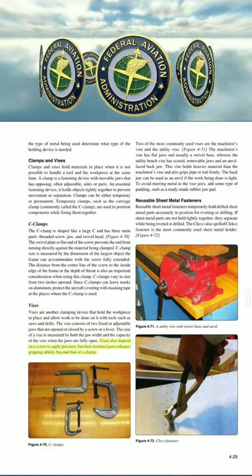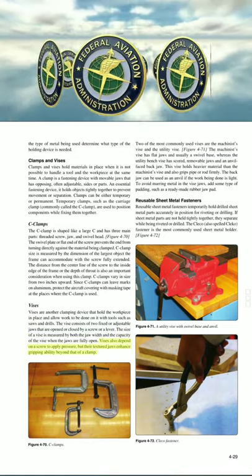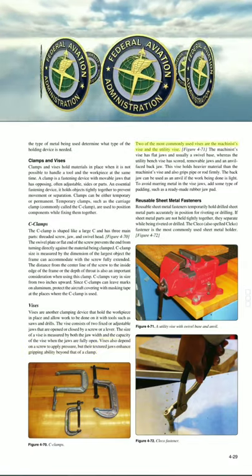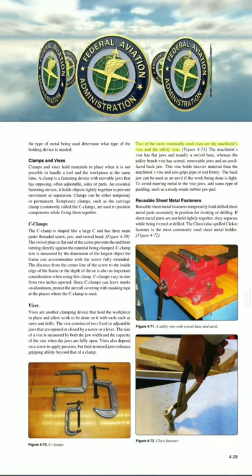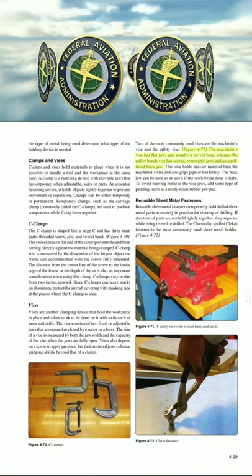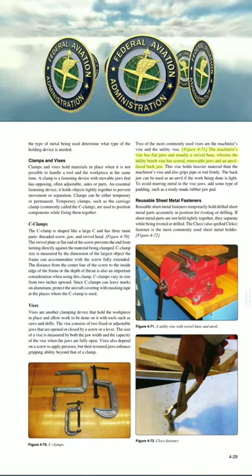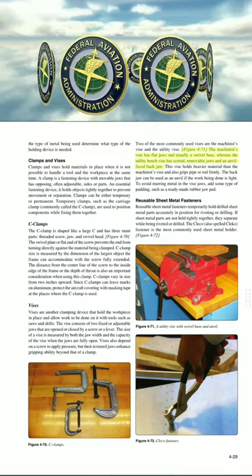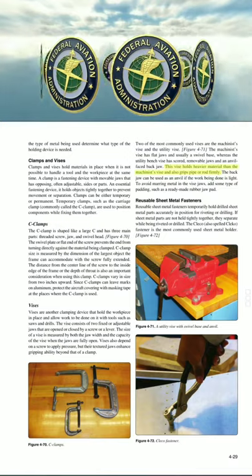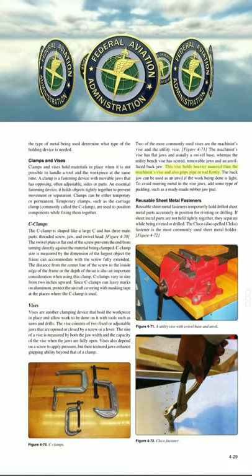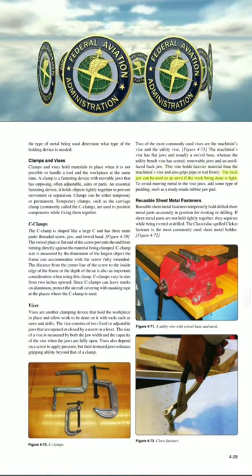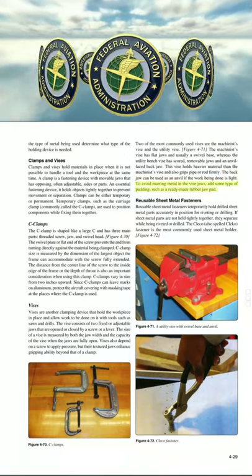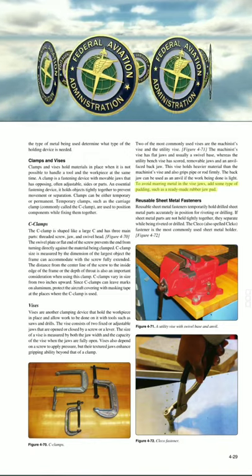Vises also depend on the screw to apply pressure, but their textured jaws enhance gripping ability beyond that of a clamp. Two of the most commonly used vises are the machinist's vise and the utility vise. Figure 4-71. The machinist's vise has flat jaws and usually a swivel base, whereas the utility bench vise has scored, removable jaws and an anvil-faced back jaw. This vise holds heavier material than the machinist's vise and also grips pipe or rod firmly. The back jaw can be used as an anvil if the work being done is light. To avoid marring metal in the vise jaws, add some type of padding, such as a ready-made rubber jaw pad.